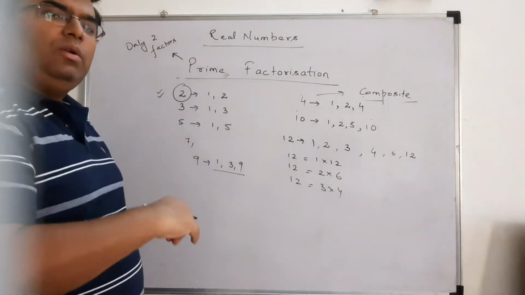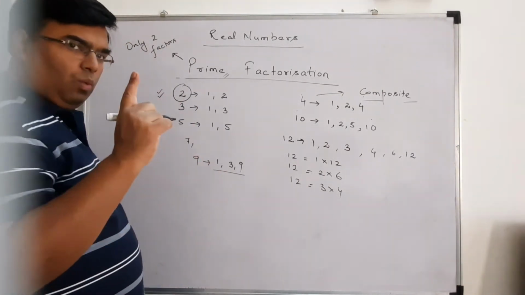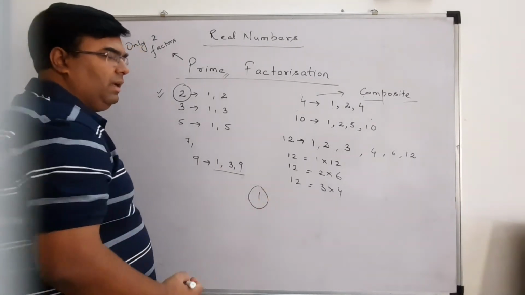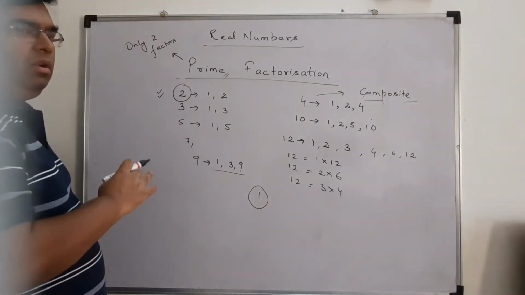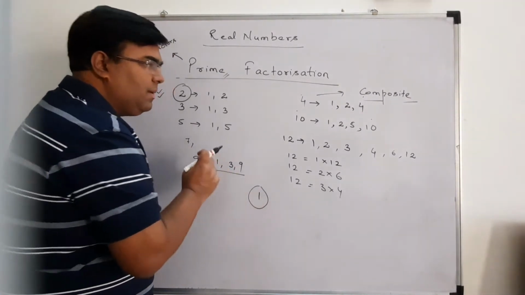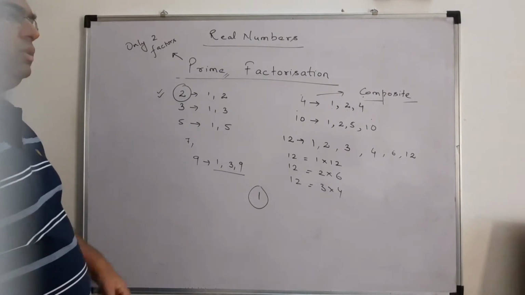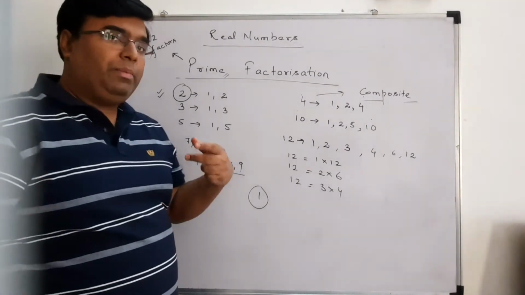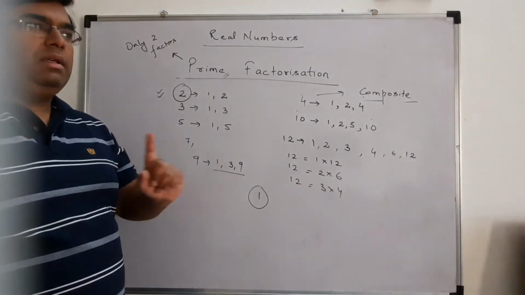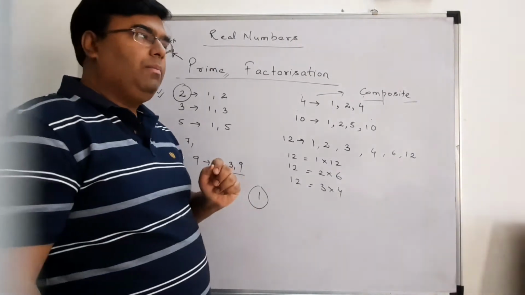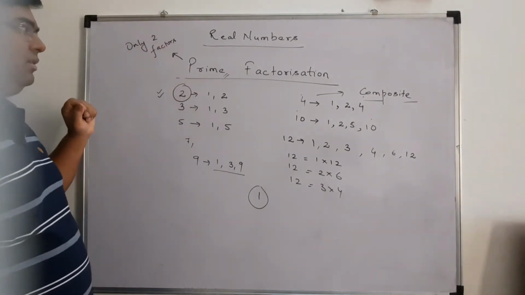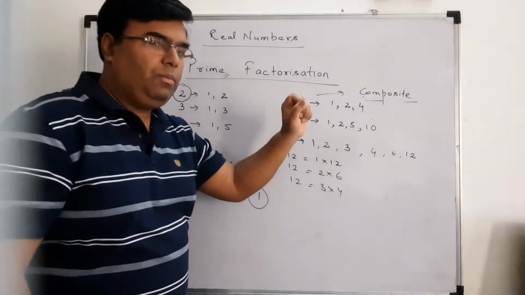What about less than 2 factors? There is only one number, which is 1. So 1 is neither prime nor composite, correct? We cannot say 1 is either prime or composite. So whenever you are asked to write prime numbers, you will not write 1. 1 is what? Neither prime nor composite. Prime numbers are what? Only 2 factors. Clear about prime numbers and composite numbers?